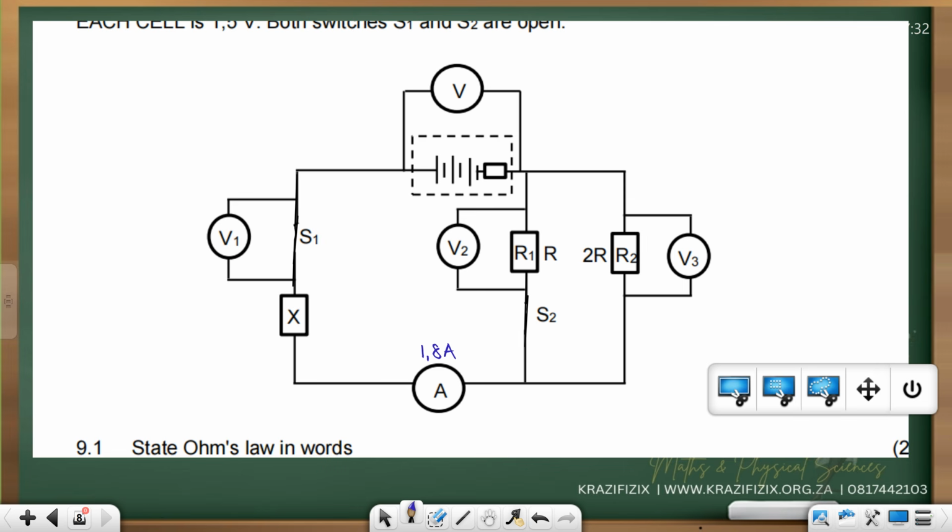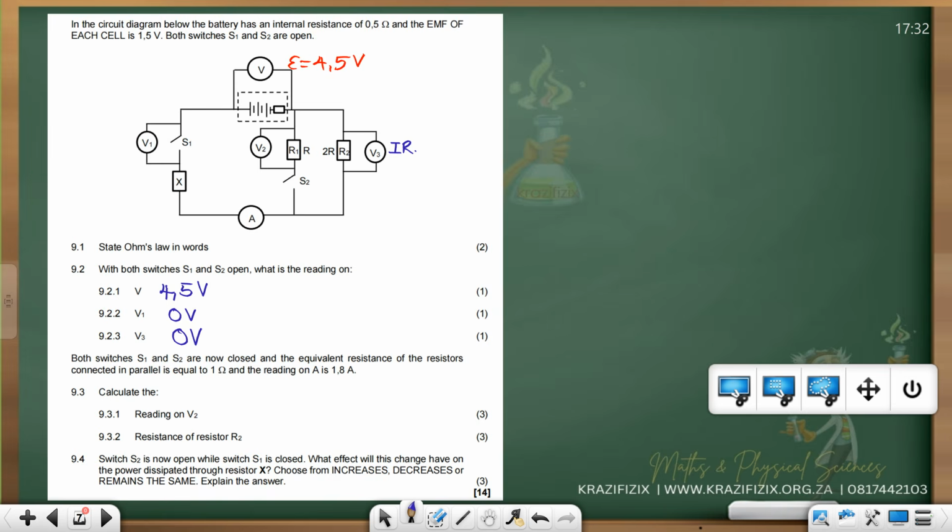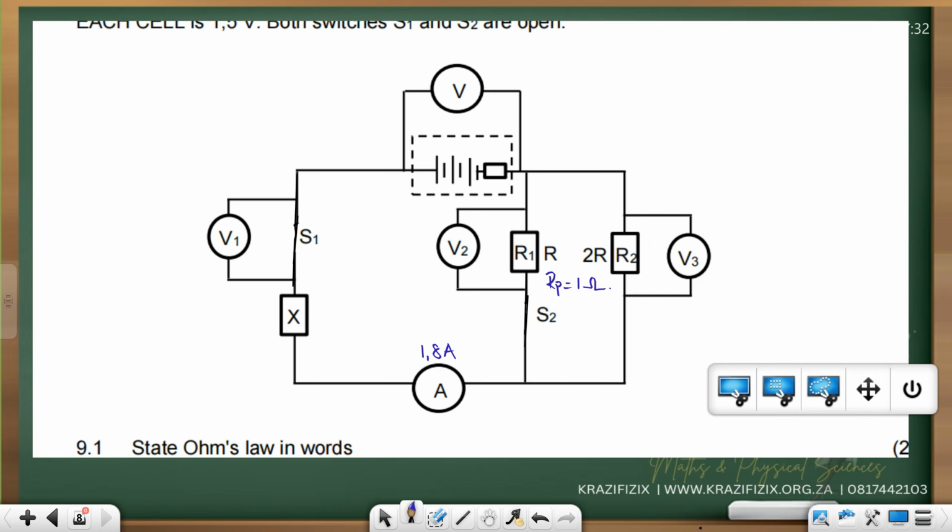Total R parallel, right? Okay. R parallel equals what? 1 ohm. Lovely. We have EMF. What's the internal resistance? 0.5. And this is what? 4.5 what? Volts. First question. All right, before I look at the first question, what's happening? Current is moving from the positive end. So current moves this way, this way, this way.